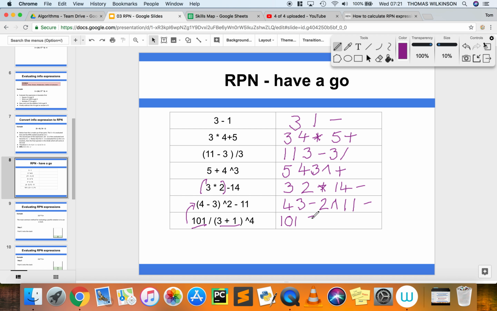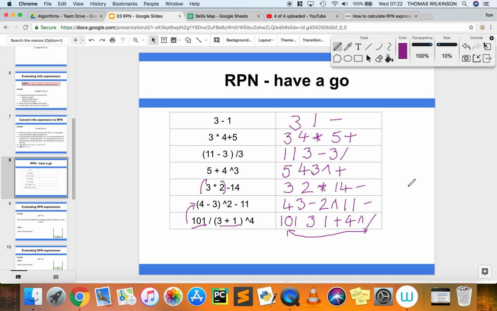So it's going to be 101, 3, 1, plus, and then it's going to be raised to the power of 4, and then we're going to divide the whole thing afterwards, which is this bit here which links in with the 101 and divides it in that sense.